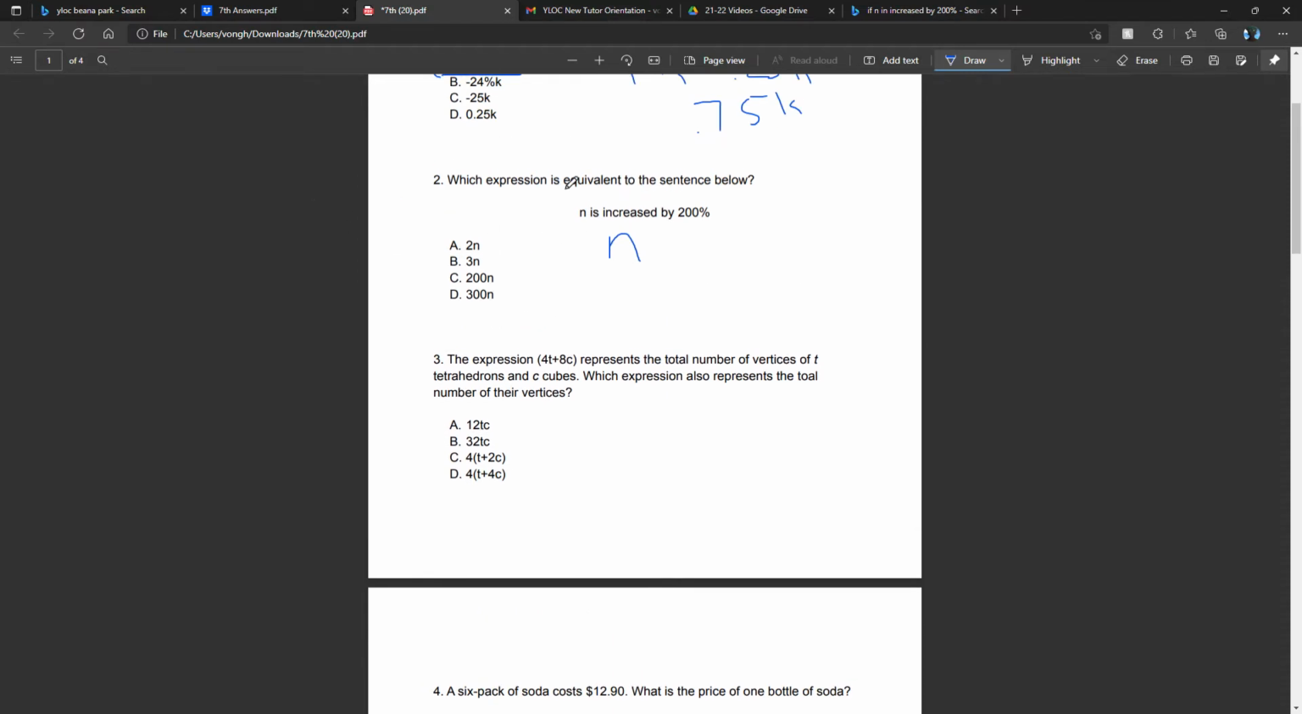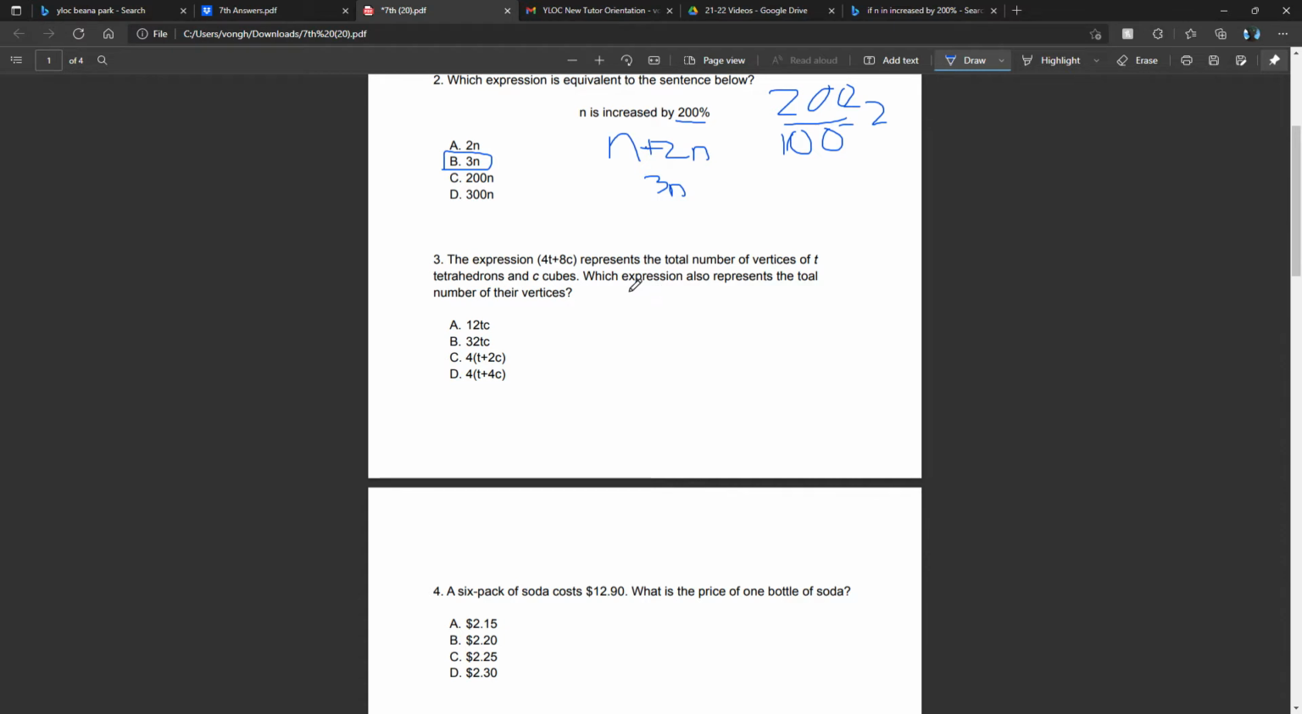Number 2, which expression is equivalent? N is increased by 200%. So here we want to convert this 200% to a decimal. So you do 200 over 100, and that equals 2. So you do n plus 2n, and that gets you 3n. So the answer is B.